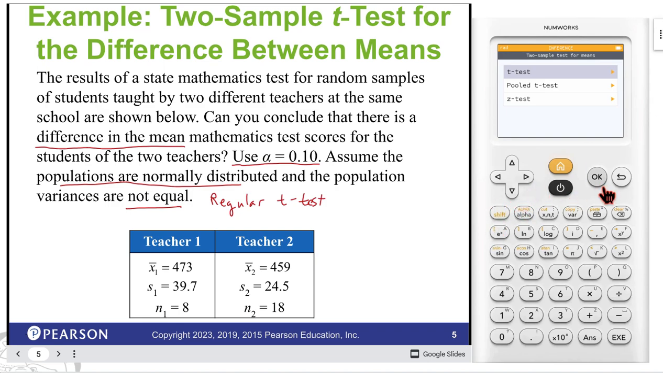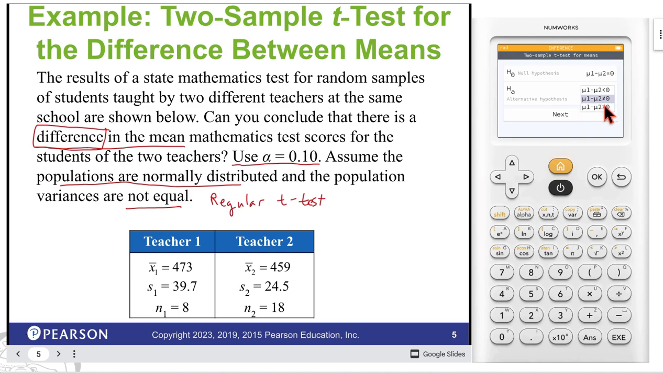All we have to do is get the right information plugged into the right place. First of all, the null hypothesis is always that the difference is equal to 0. Always. We come down here, can you conclude that there is a difference? This is the word for not equal. If they said less than, we would use less than. If they said greater than, we would use greater than. Okay, so this is where we can have these choices.